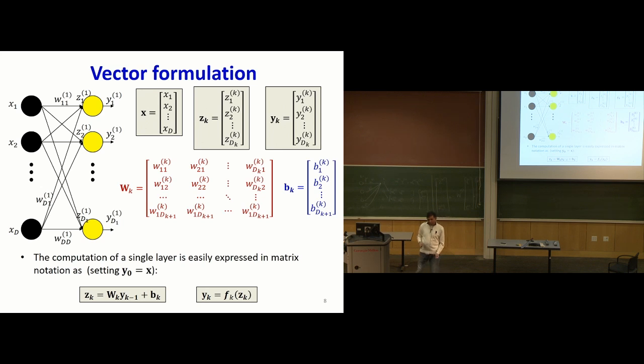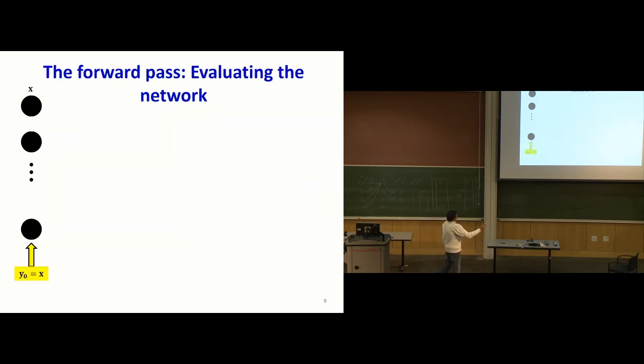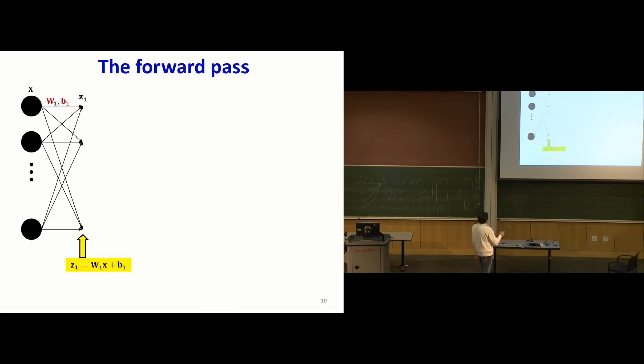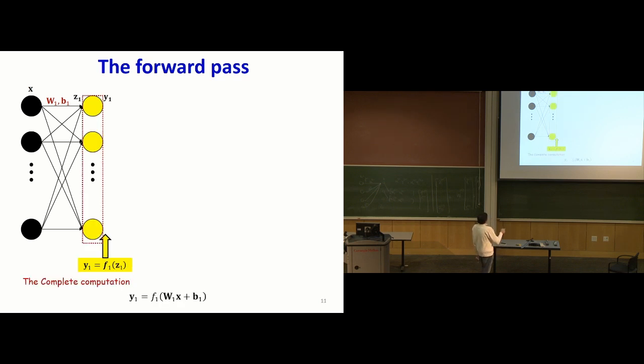So once this is clarified, we can in fact write down the forward pass of how a network is evaluated in this manner. You can set y0, the first set of values going into the network, to be equal to the input to the network. The affine combination going into the first layer is going to be W1 x, or W1 y0 in this case, plus b1. And because the weights and the bias for the first layer are W1 and b1 respectively, you would apply the activation of the first layer to get the output of the first layer, which is f1 of z1. So this is the complete computation for the first layer.